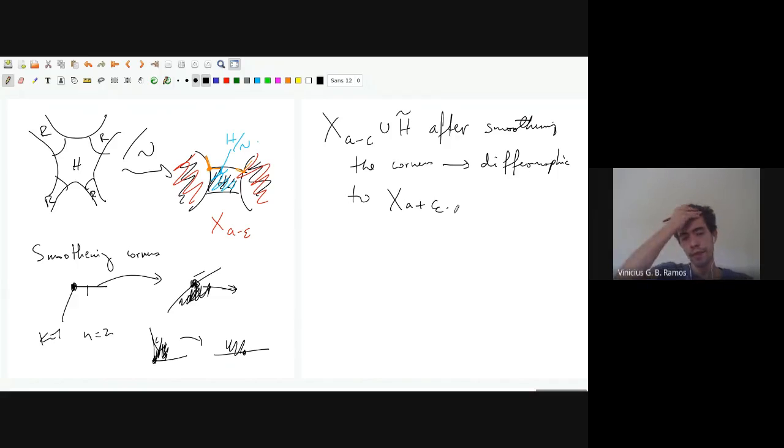Okay, so let me draw this picture one more time. So here is your X A minus epsilon. And when you go through your critical level, what actually you're doing is you're taking this H tilde and you're gluing it. And then you smoothen the corners. And this figure is your X A plus epsilon.